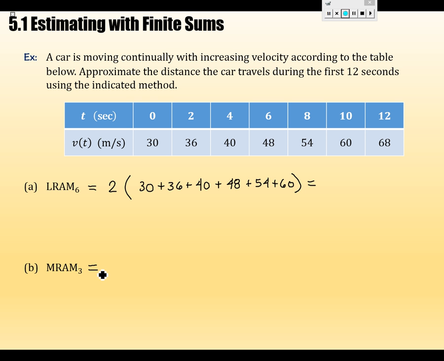What's the setup for MRAM 3? Why am I doing MRAM 3? What's up with that? Can't I do MRAM 6? Why can't I do MRAM 6? Yeah, because I don't actually have the value for like a V of 1, right? And you can't just take the average of the 2. If I'm doing MRAM 6, I'd have to have that value. It's not necessarily the average. But I can do MRAM 3, and those intervals will be from 0 to 4, and 4 to 8, and 8 to 12, right?